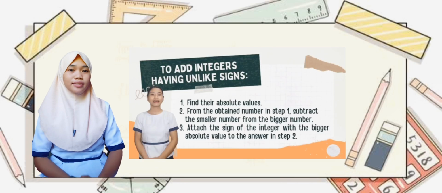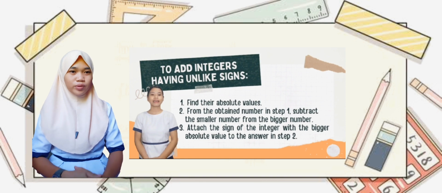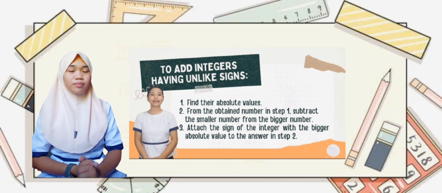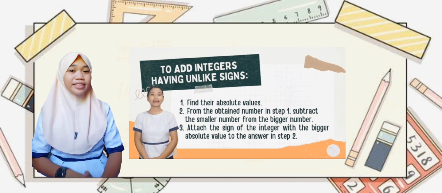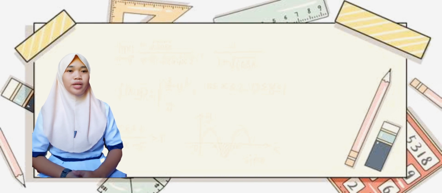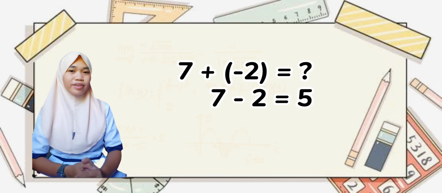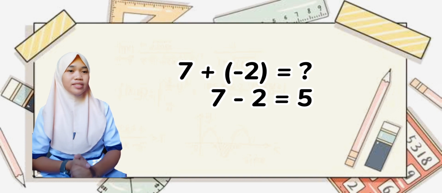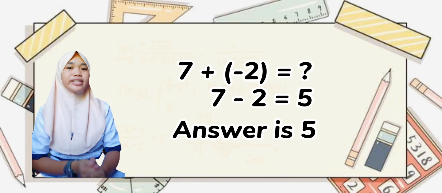Next, to add integers having unlike signs, first, you have to find their absolute values. Second, from the obtained number in step 1, subtract the smaller number from the bigger number. And then finally, attach the sign of the integer with the bigger absolute value to the answer in step 2. Example, if we have 7 plus -2, their absolute value is 7 and 2. Subtract them and we got 5. Then 7 is the bigger absolute value and its sign is positive, so the answer is 5.